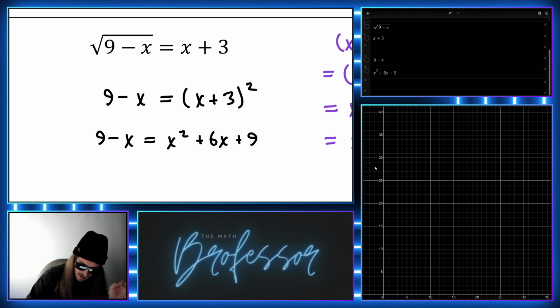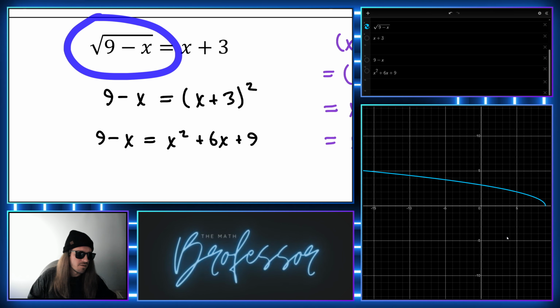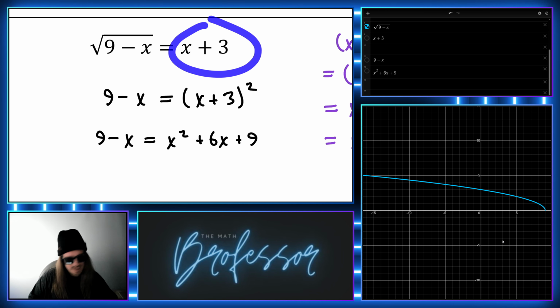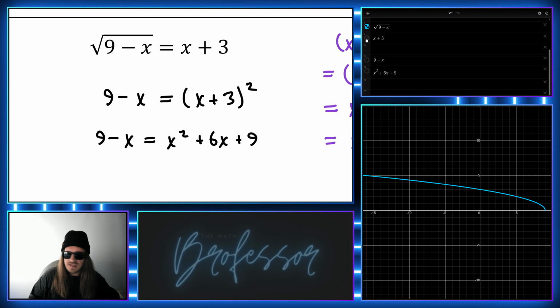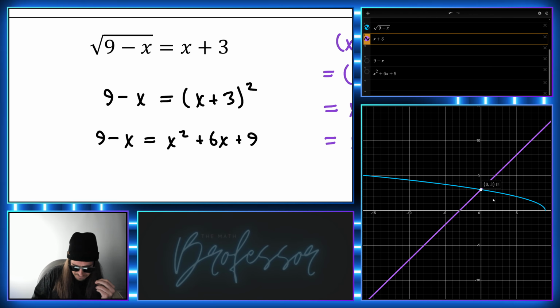On the left side of the original equation, you have your square root function, and the graph of that looks like this. On the right side of the equation, you have a linear expression, and that looks like this. We're trying to figure out when these equal each other, which is where they intersect. And there it is. They intersect at 0. So surprise, the answer to this problem is going to be 0.